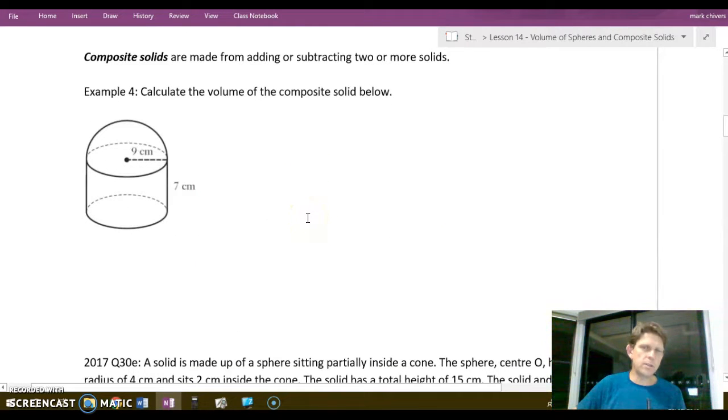Now, just moving on to composite solids. This is where we're looking at a situation where we might be adding or subtracting 2 or more solids. So here, to get the volume of this particular object, I'm going to need to get the volume of that cylinder, and I'm going to have to add to that the volume of the sphere.